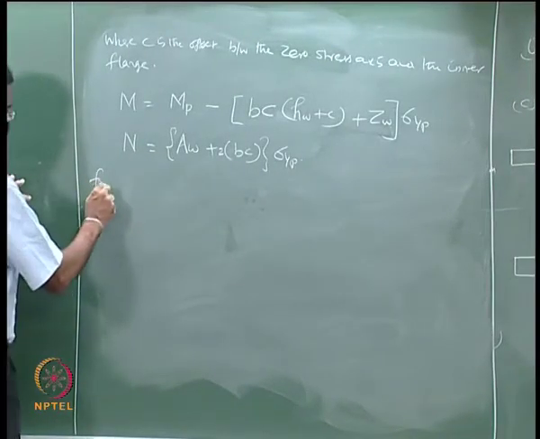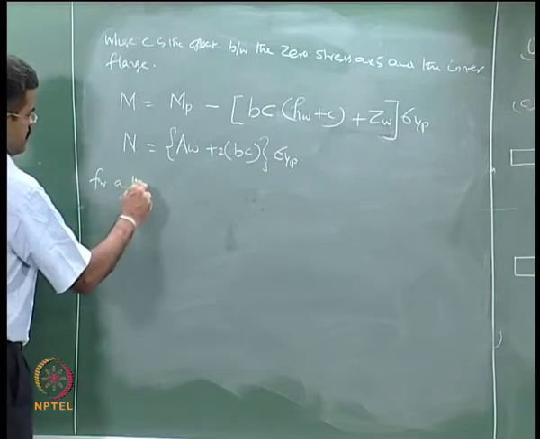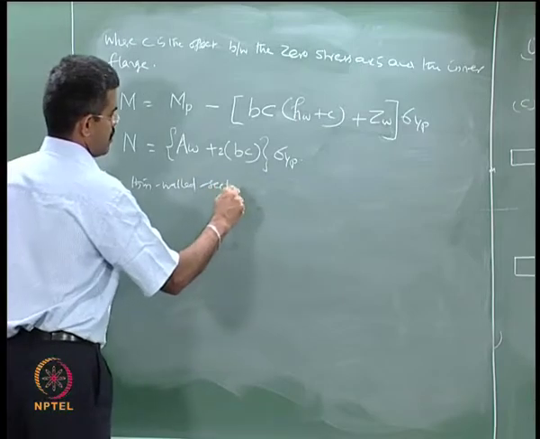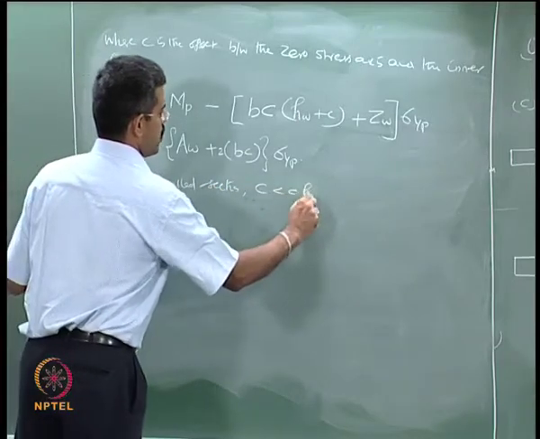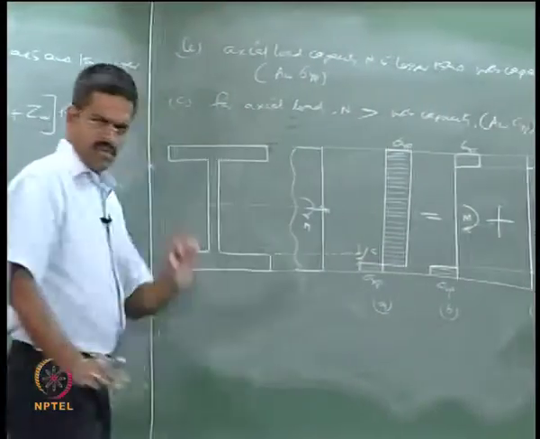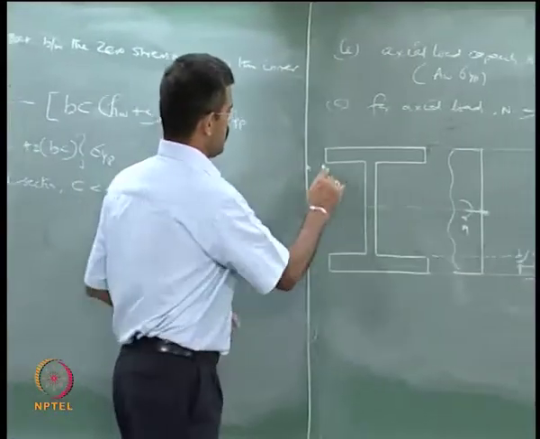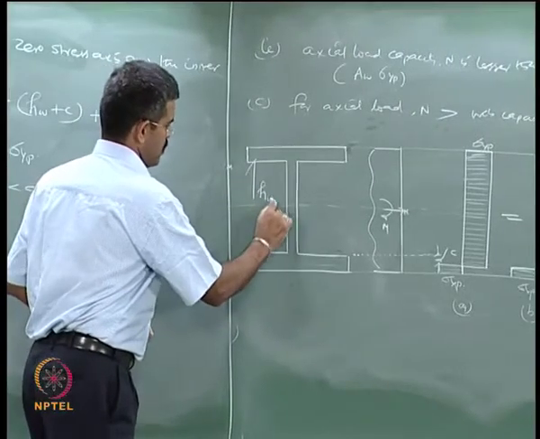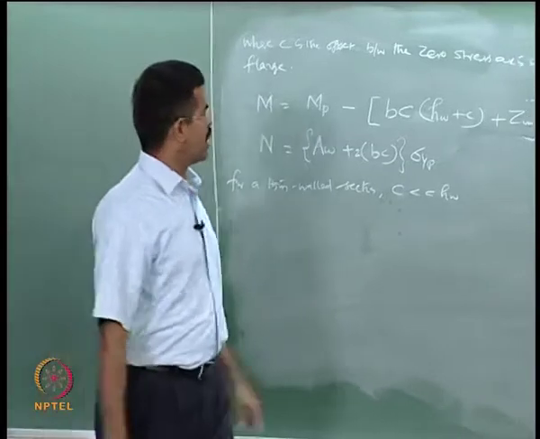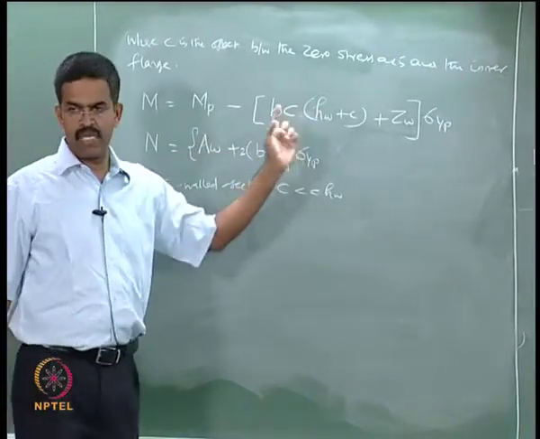So for a thin walled section, C is much lower than HW. C is very small compared to HW. So the C square term and all will go away from here, we can neglect them.